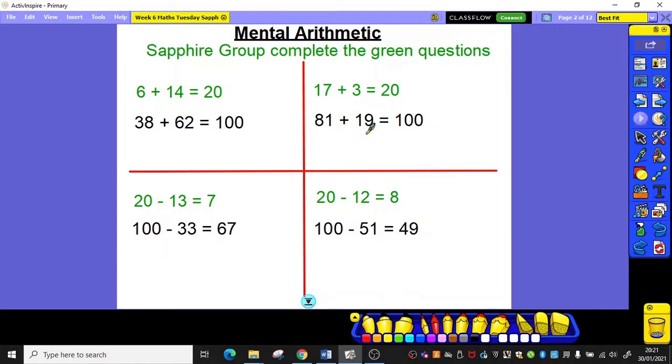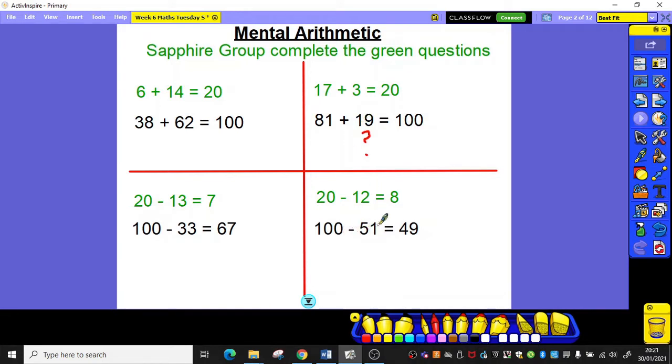If I had 81 add something made 100, then 81 is fairly close to 100. One strategy therefore is to count on. Add 9 to get to 90, add 10 more from 90 to 100. Obviously then I needed to put 19 just here.